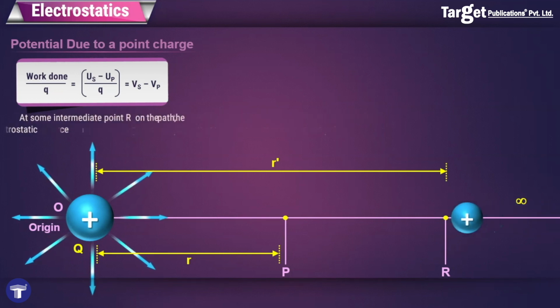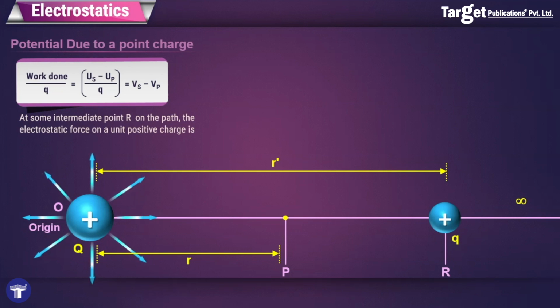Let's say that it has reached this point in between, R, which is at a distance of R dash from the point charge. At this point, what is going to happen? We're just basically observing a random point. While it is coming from infinity to this point P, I'm just looking at some random point in between. At this random point, this incoming charge, this unit positive charge which we are bringing, is going to face some kind of repulsion from this point charge Q.